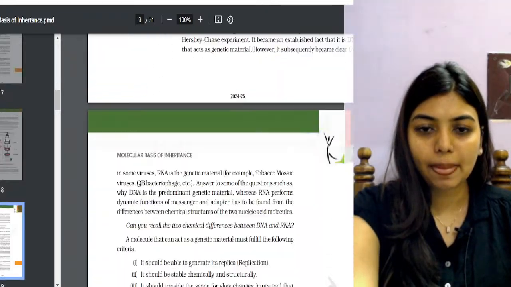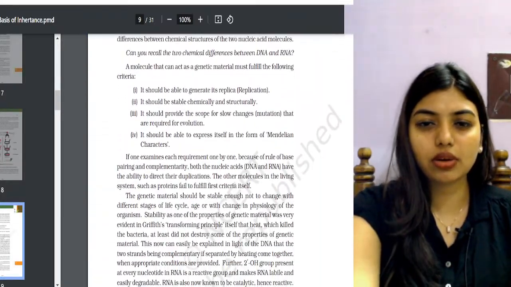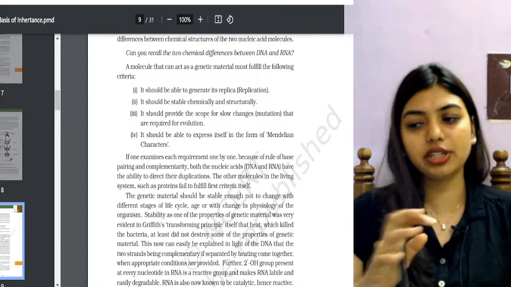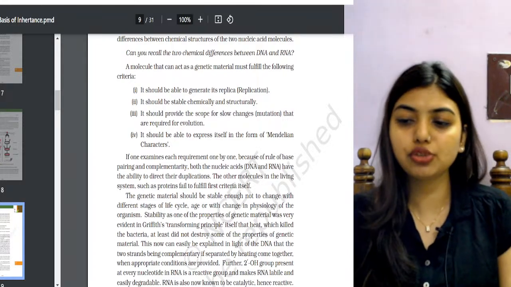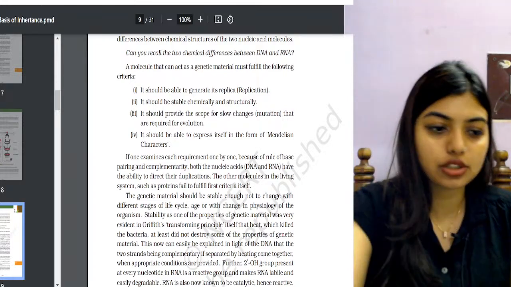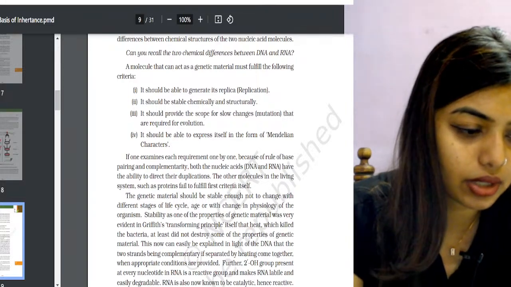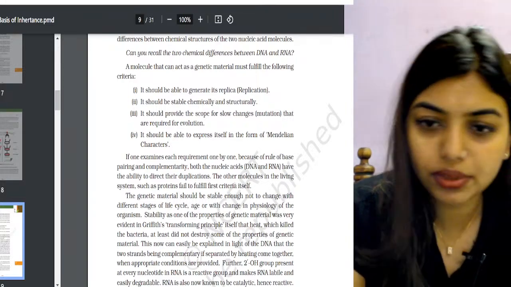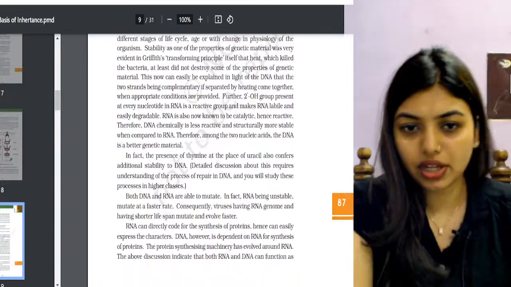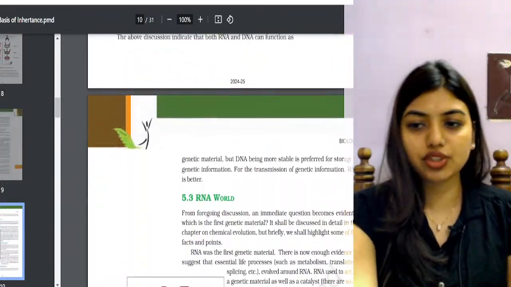All of that. Properties of genetic material, the criteria to become a genetic material. You cannot just become a genetic material. You should go through a criteria to become the genetic material. Now then we understood why the DNA is chosen over RNA.